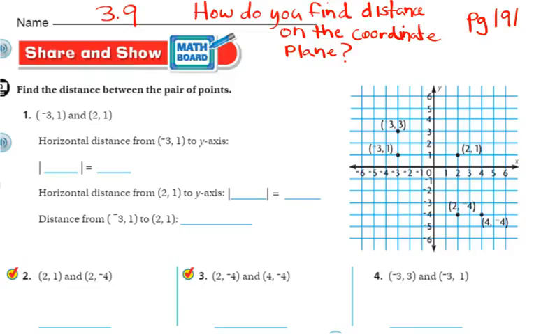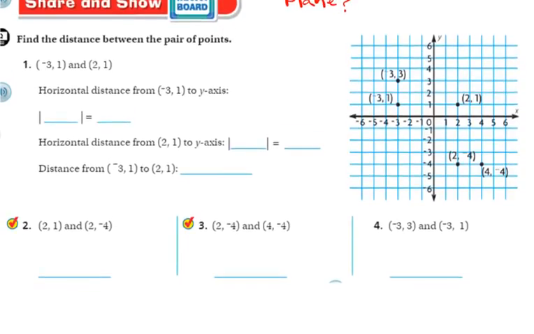And let's look at our set of directions. Find the distance between the pair of points. So I'm looking to find the distance between 2 ordered pairs. We have the ordered pairs -3, 1 and 2, 1. And if you notice this, we are looking at 2 points that have the same exact y value. So this means that they are running horizontal because they're on the same y number, which is going to run parallel to the x-axis. So we have a horizontal distance.